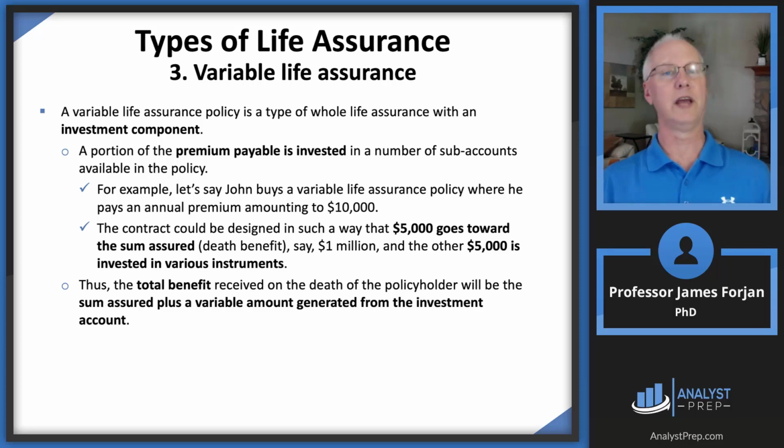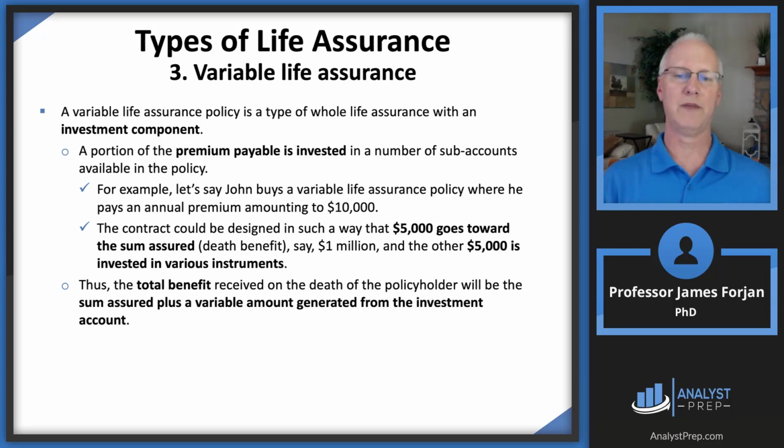Now, of course, there are variations of the whole life policy. One is called a variable life assurance policy, and this has an investment component. And so the simplest way to do this is just take one example and just chop it in half. Let's suppose we have a policy where the annual premium is $10,000, and the contract could be designed in such a way that half of that goes towards the death benefit and the other half goes to some type of an investment, like a share of stock or a bond or anything that you really want it to.